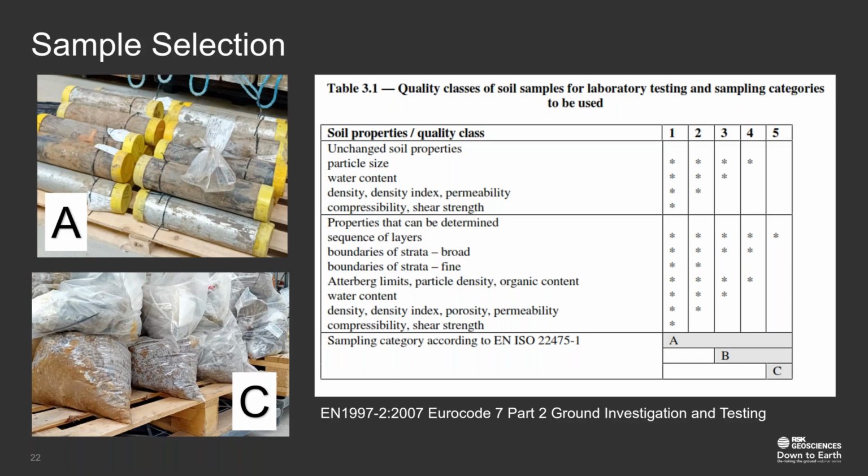Category B are moderate quality with some disturbance, so these would be your split spoon samples or samples taken from a window sample tube or auger boring. So they still have some small undisturbed parts in the center, but they're disturbed on the outside. Finally, category C is our lowest quality, and they are significantly disturbed. Generally, these are disturbed samples and would be our bulk bags or tubs. So I've put a photo there in the bottom left.